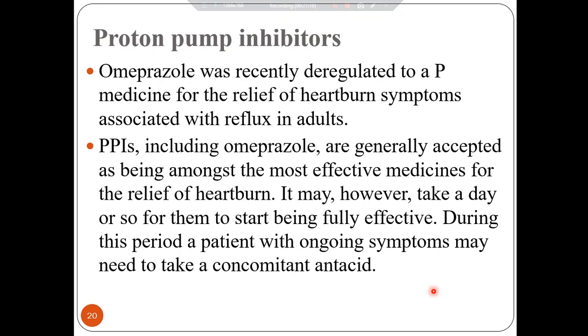So they have a slower onset of action but a long duration of action, because proton pump inhibitors irreversibly inhibit the proton pump, the hydrogen potassium ATPase, in the gastric parietal cells. During this period, a patient with ongoing symptoms may need to take a concomitant antacid. So we can give a concomitant antacid to provide rapid relief of the symptoms, and the long relief will be provided by the proton pump inhibitor.